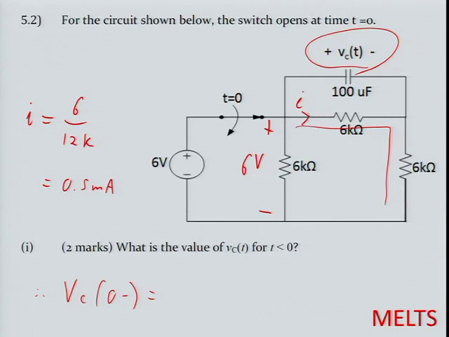Otherwise here you can work out the current. It must be 6 volts on 12 k ohms, which is half a milliamp, so that VC0 will be 6 times a half, which is 3. So 3 volts are sitting there across the capacitor. And then I open this switch here.